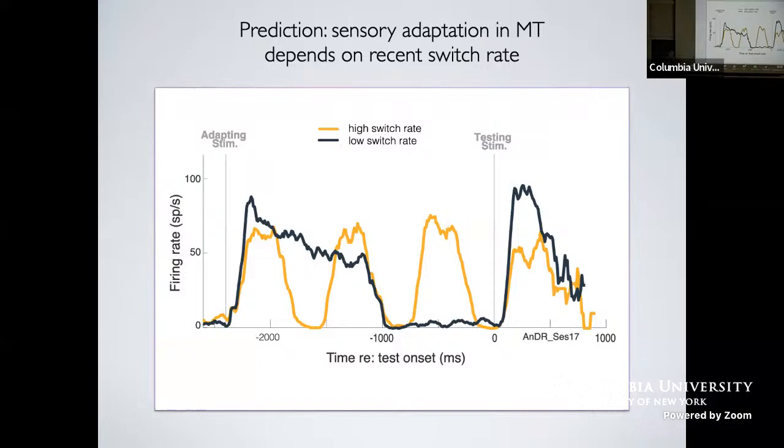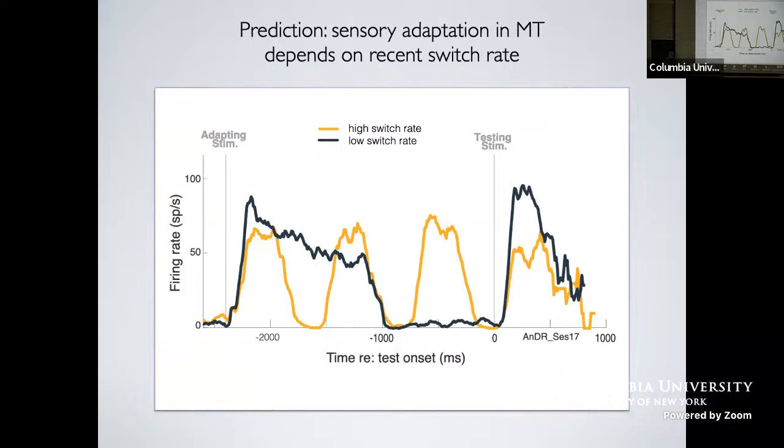And what I'm showing you here is it is encoding not just the thing that you are seeing, but something about the history of what you just saw, in a way that, as I will show you, is consistent with what we would expect of a system that is adaptively encoding the stimulus in a way that allows you to maximize your ability to make your decisions.